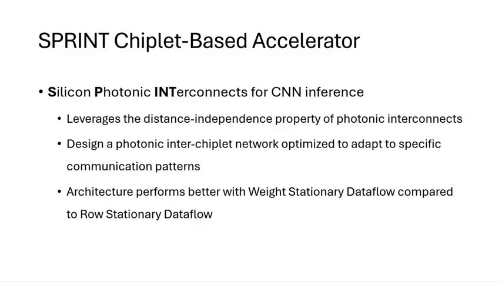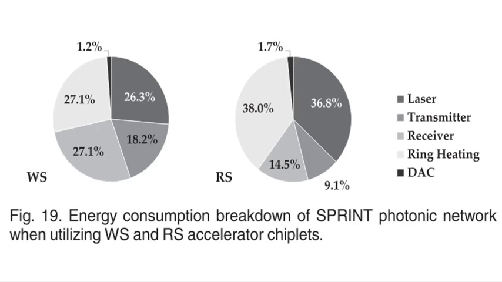Most prior data flow optimizations in convolutional neural networks sought to reduce the data transmission distance because they were based on electronics and not photonics. This will likely conflict with the distance independence property of the photonic chiplet architecture. And the architecture performs better with weight stationary data flow compared to row stationary data flow. The higher amount of interchiplet communication from streamed pSums out of the accelerator with row stationary data flow increases the latency of Sprint compared to weight stationary data flow.